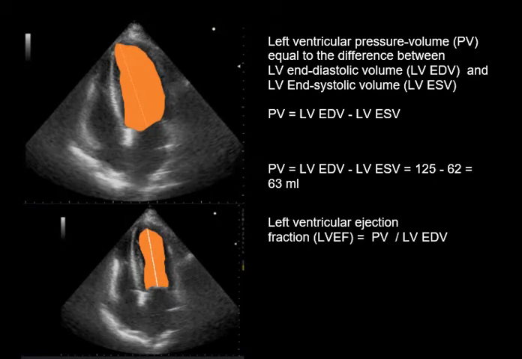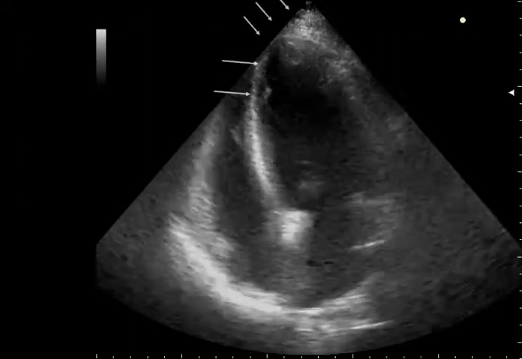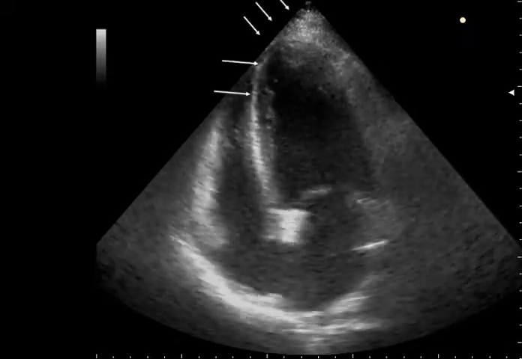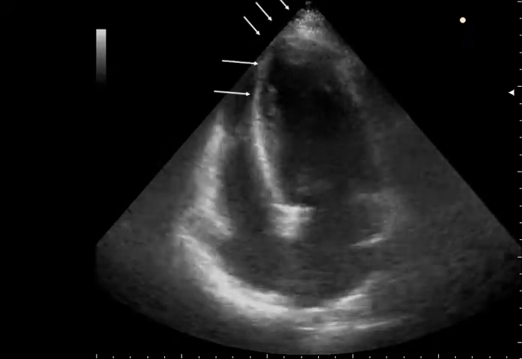We calculate left ventricular ejection fraction, which is equal to the ratio of stroke volume to the left ventricular end diastolic volume. 63 divided by 125 is 50%. Pay attention again to the hypokinesia of the septal apical region of the left ventricle.